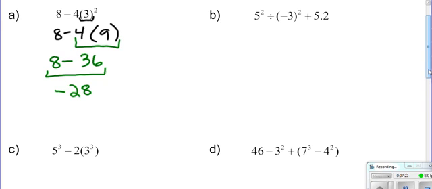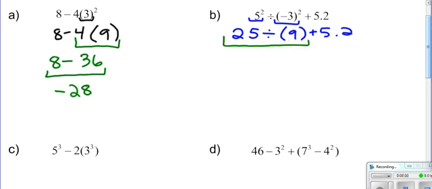Looking at B, we have 5 squared divided by negative 3 squared plus 5.2. So we're going to solve the exponents first, and I'm going to evaluate both exponents because they're not going to have any implications on our order of operations or anything else if I do them both at the same time. So we get 25 divided by positive 9 plus 5.2. And these numbers don't divide nicely, but this question hasn't told us that we need to leave things in fraction form or anything like that.